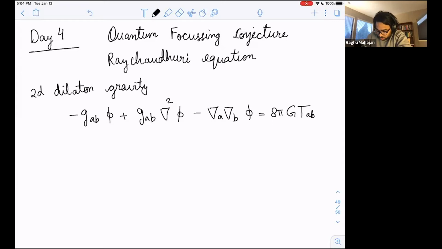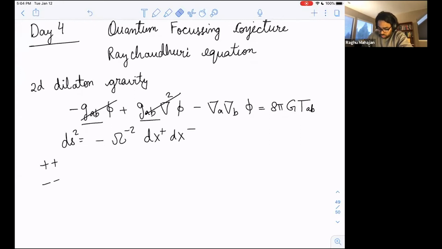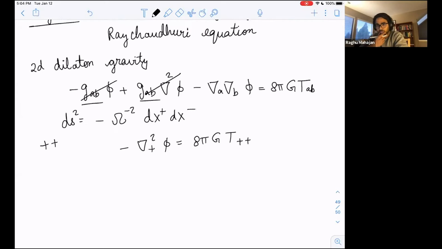And the metric we work with only has a plus-minus component. So we see that the terms that depend on G_AB will vanish if we look at the plus-plus component or the minus-minus component of this equation. These two terms will not contribute because G_plus-plus and G_minus-minus are 0. So looking at the plus-plus component, we get the equation minus grad_plus squared phi equals 8 pi G T_plus-plus. Okay, so it's a simple equation.